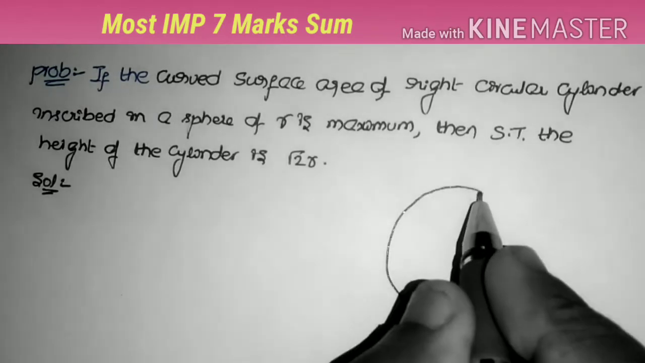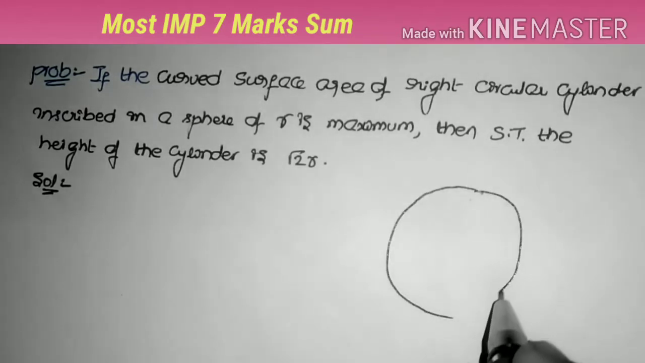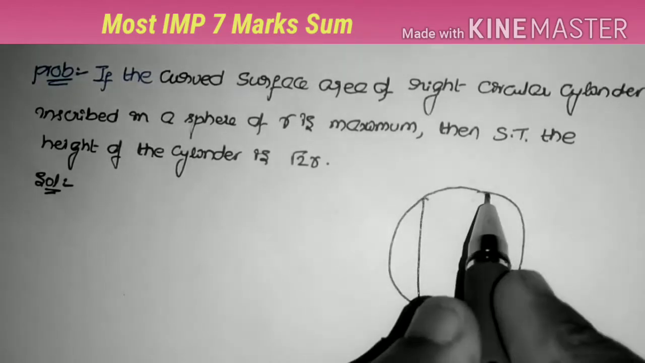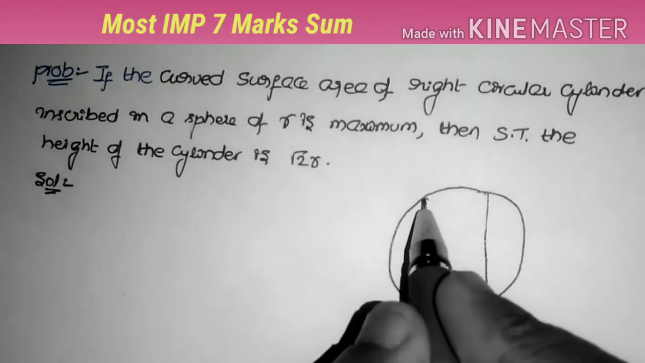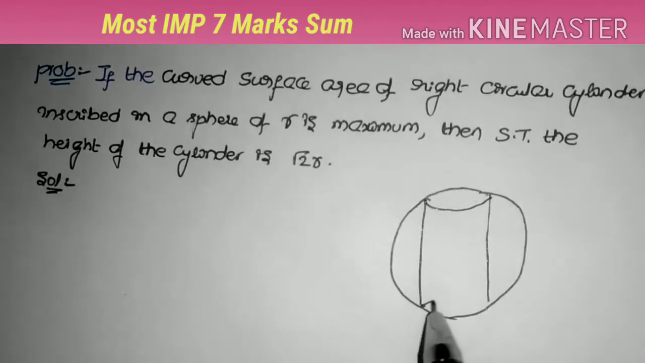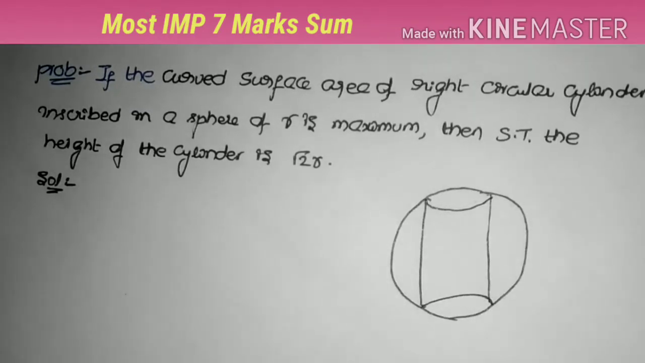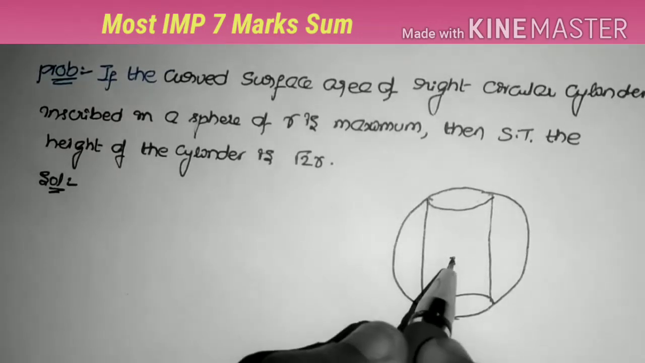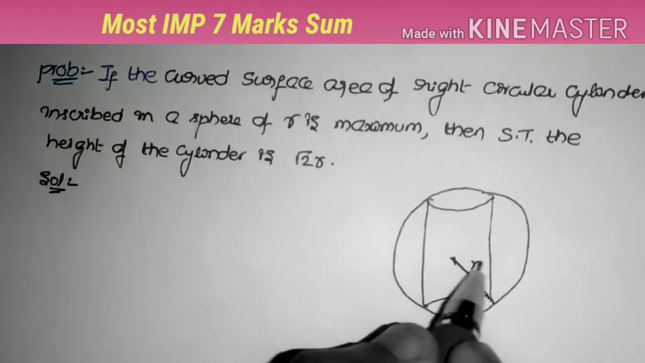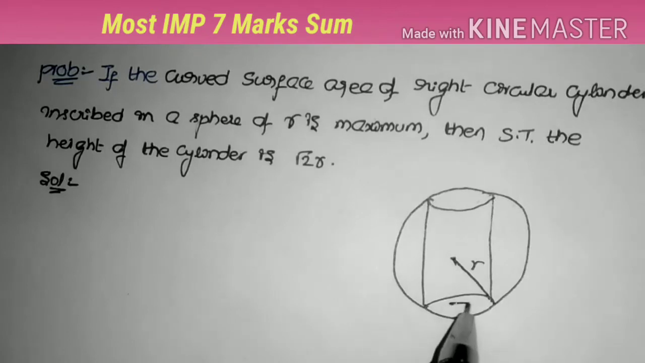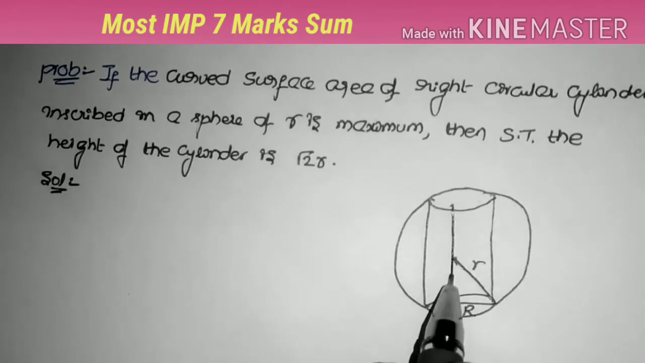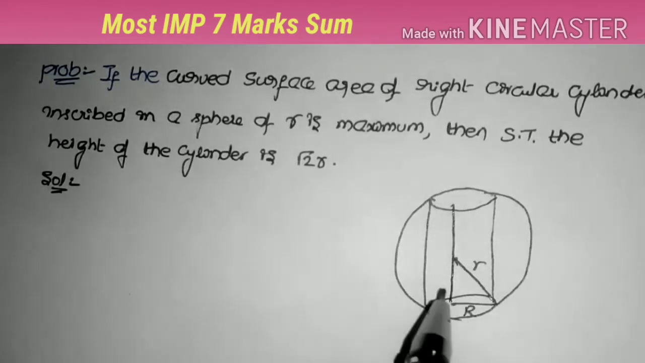First I take one sphere here. This is the sphere, and it is given that one cylinder is inscribed in the sphere. So this is the cylinder that is inscribed in the sphere. Small r is the radius of the sphere. I take capital R as the radius of the cylinder and h as the height of the cylinder.